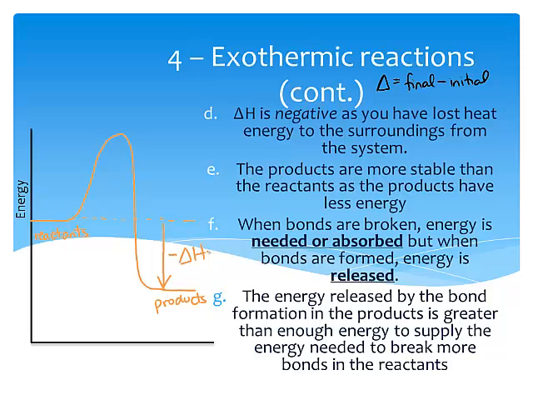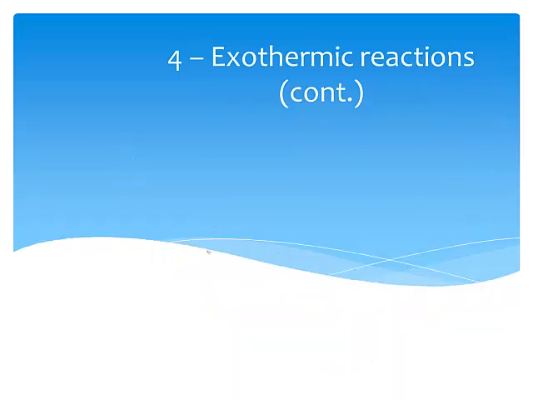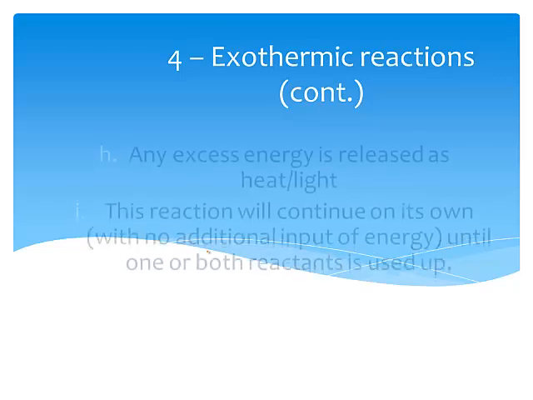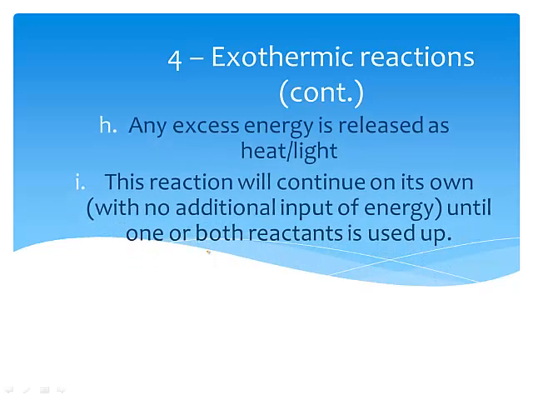All reactions require that first input of energy, and energy is released by the bond formation as we get products being made in the end. Now, because with exothermic reactions, we have this extra energy being released, we have enough energy to break more bonds. This means that the reaction will continue on its own without any additional energy input until one or both of the reactants is used up. The additional energy that isn't being used to break more bonds is then seen in the form of heat or light.